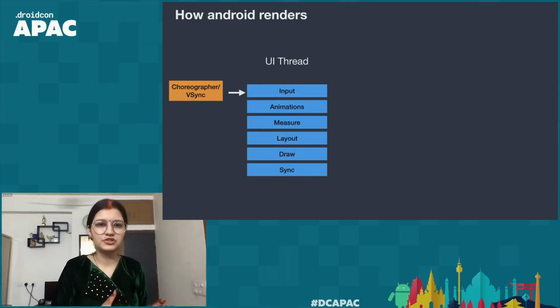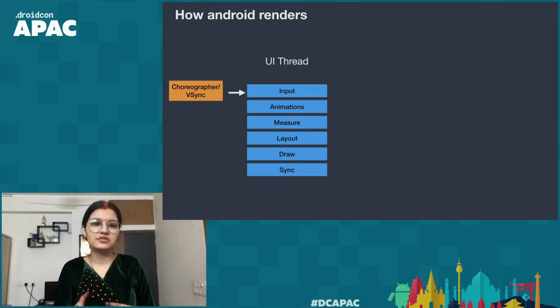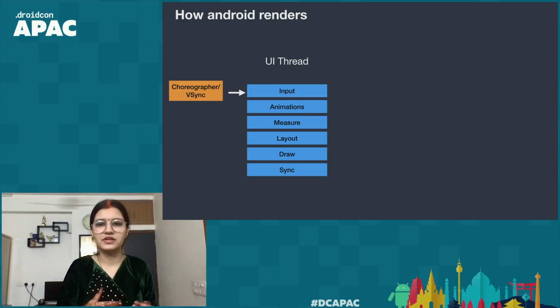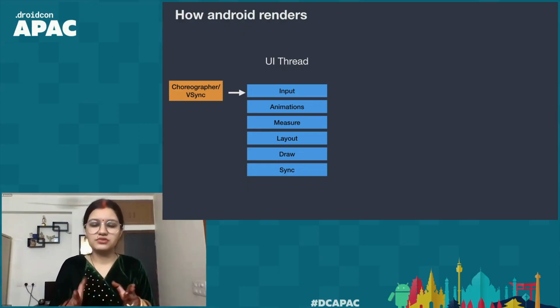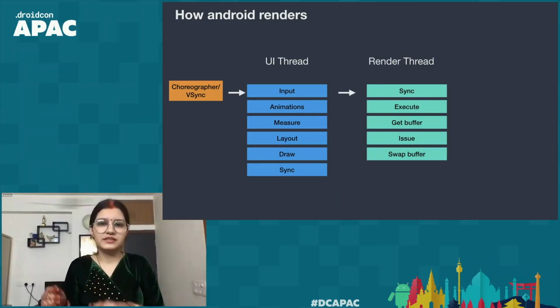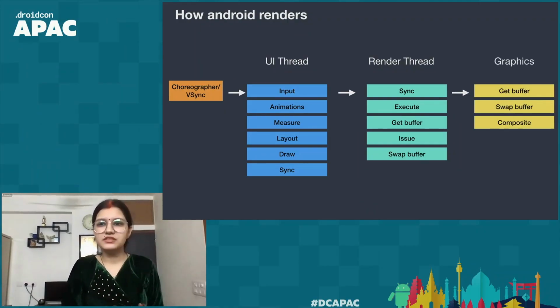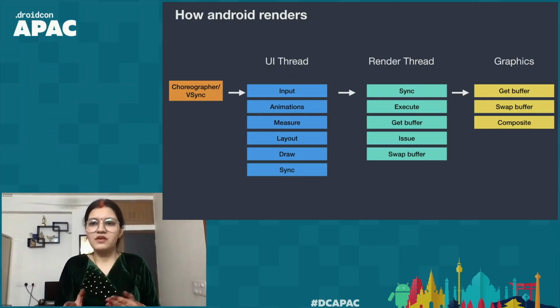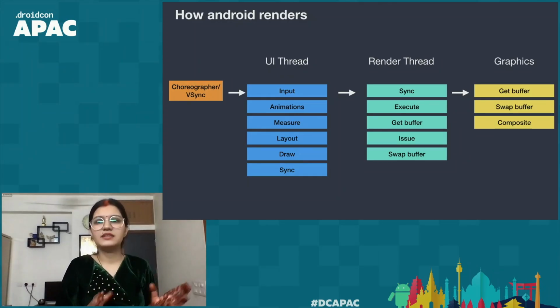The Choreographer issues commands to the UI thread, which is responsible for any inputs, animations, or drawing, and finally executing the traversal pass to lay the layouts on screen. The UI thread then passes this input to the renderer thread, which syncs this information, executes them, and executes the GPU commands as OpenGL stuff, gets the buffer from GPU, issues those commands, and then swaps the buffer. Then the process moves on to the graphics system, which does a process called compositing, and the layout is finally rendered on screen.